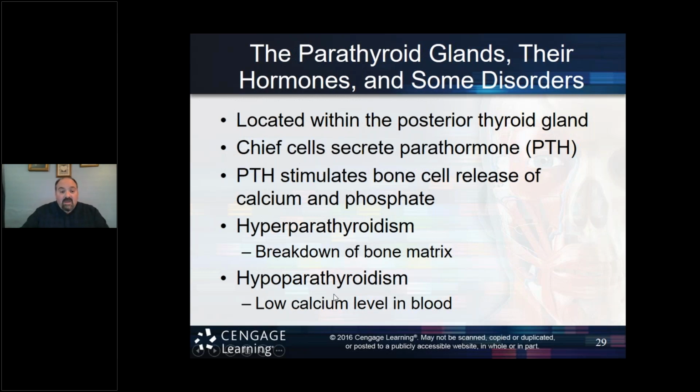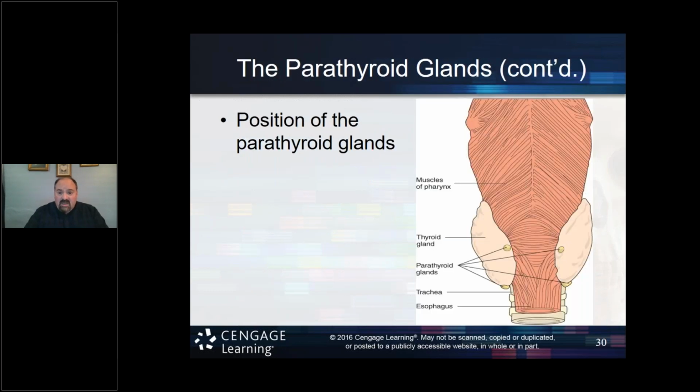Okay? Hypoparathyroidism, right? So you're having low blood calcium levels, and all that can entail with that. And again, we'll look at my Word document in just a few minutes here. And so here you're looking at the posterior aspect of the thyroid gland, and you're seeing the parathyroid glands present right here.